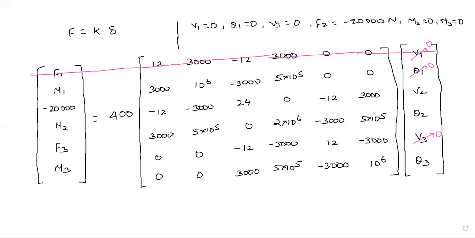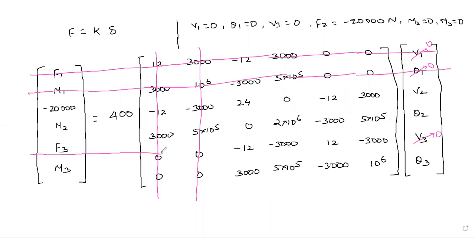Similarly, this is at node number 1, V1, so we will remove this also. Next, theta 1 is 0, so again the second row we need to remove, and similarly the second column. Then V3 is 0, right? So this term is going to be removed. Which one is this? 1, 2, 3, 4, 5. The fifth column is going to be removed. So now we have the reduced matrix.